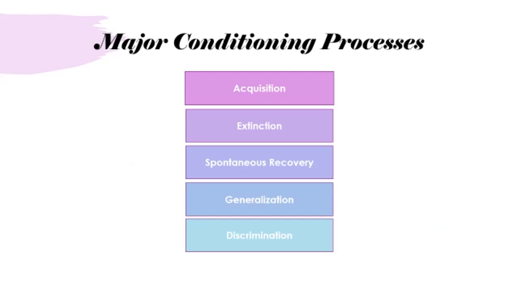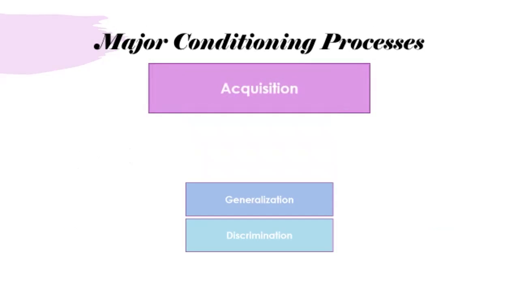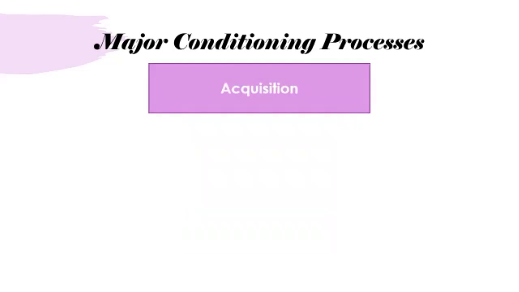In the world of psychology, there are five major conditioning processes: acquisition, extinction, spontaneous recovery, generalization, and discrimination.